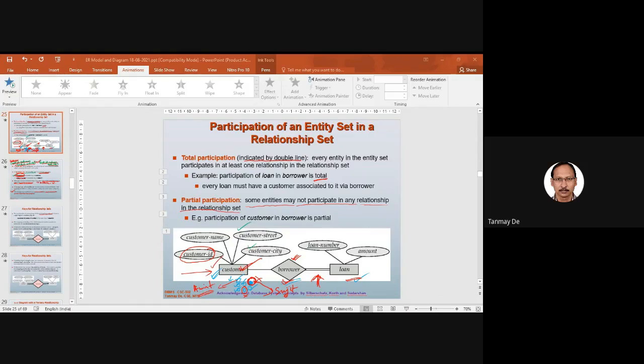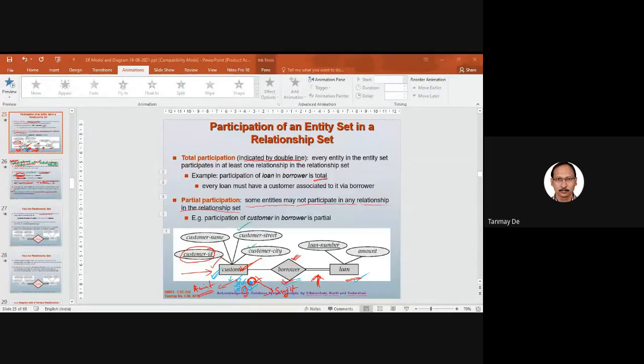Is it clear? Another example, suppose the depositor. The name of the relationship set is the depositor. One question, sir. So customer ID and loan number are the super key of the borrower relationship set, sir. Yes, it is a super key. Whether this super key is minimal, we can come to later.